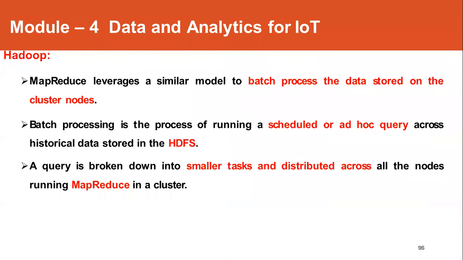So MapReduce uses a similar model for batch processing of data stored on the cluster nodes. So batch processing is nothing but running scheduled and ad hoc queries across the historical data that are stored in HDFS. So the query is broken into smaller tasks and distributed to all the nodes running MapReduce in the cluster. So all these nodes will run those small pieces of tasks and the results are aggregated together. So that is the reduction phase.